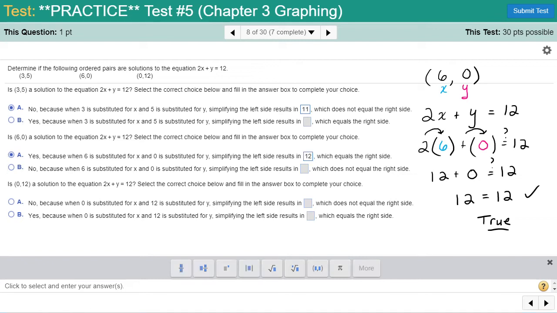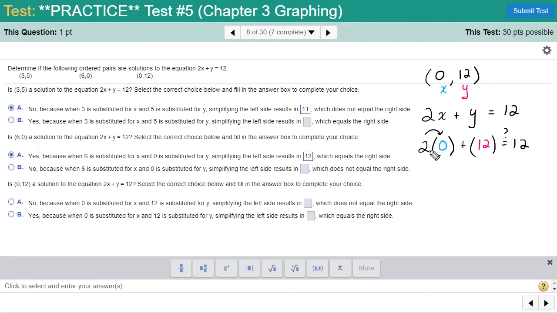All right, and last but not least here, let's go ahead and make just room for our last point to test. So we will plug all of this in and see what happens. So this time we're going to test the ordered pair 0 comma 12. So 0 comma 12 into, again, the same equation that we've been using, 2x plus y equals 12. So let's see what happens. So 2 times x, but again, we're going to substitute 0 in for x, plus y, but again, we're going to substitute 12 in for y, and determine, does the left-hand side, when simplified, equal 12?